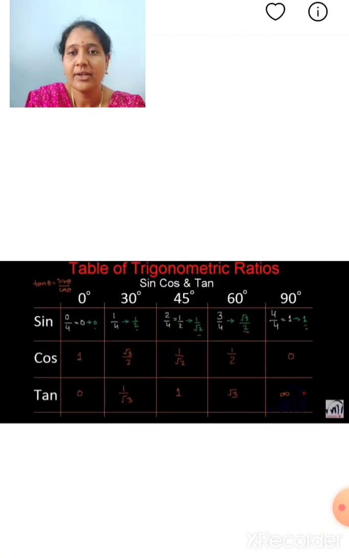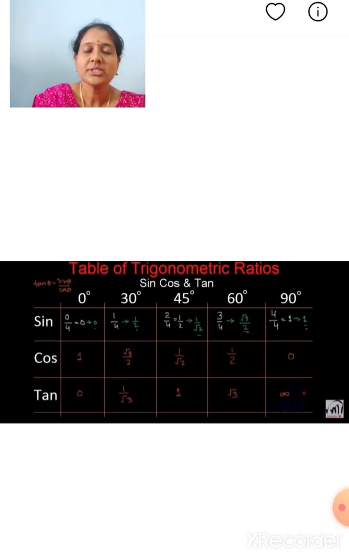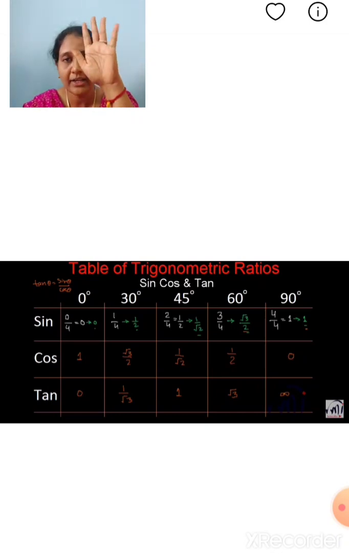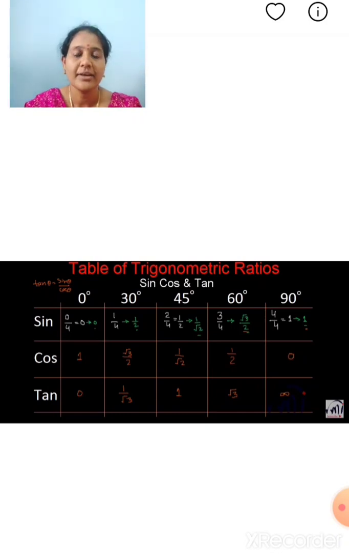Trigonometric ratios table for the different angles. So here the different angles means 0 degrees, then 30 degrees, 45 degrees, 60 degrees and 90 degrees. The 5 different angles are given. And the trigonometric ratios also you know, children. That is sin, cos, tan, cosec, sec and cot.